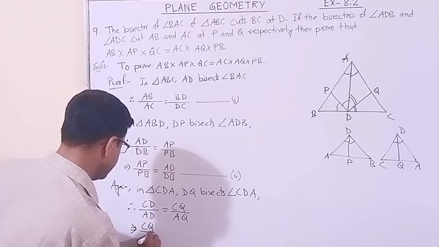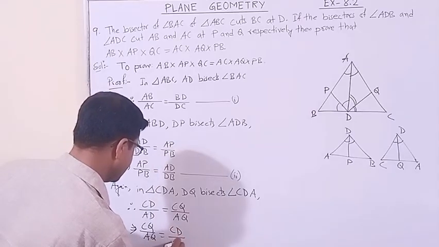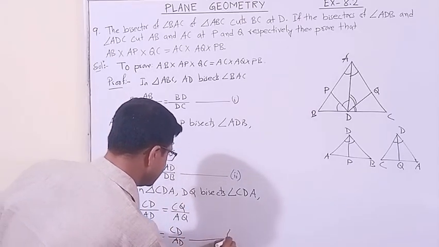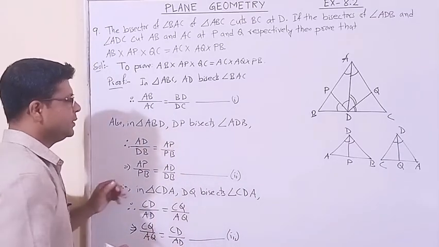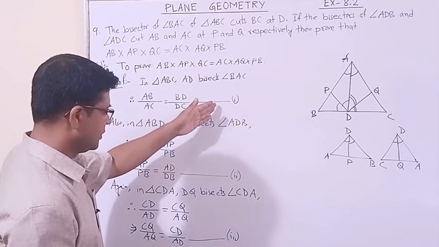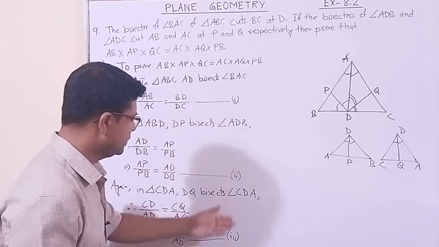CQ by AQ is equal to CD by AD. This is equation 3. Okay, now what will we do? We shall obtain a result from equations 1, 2, and 3.